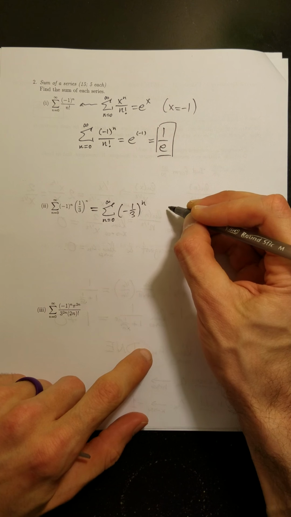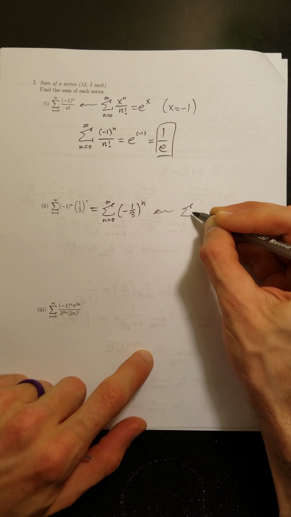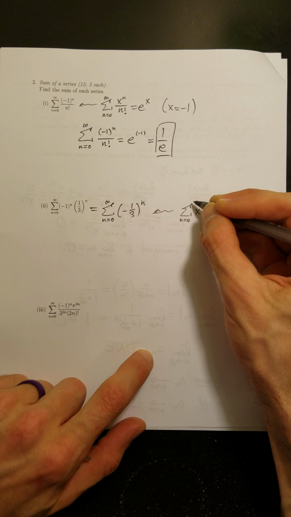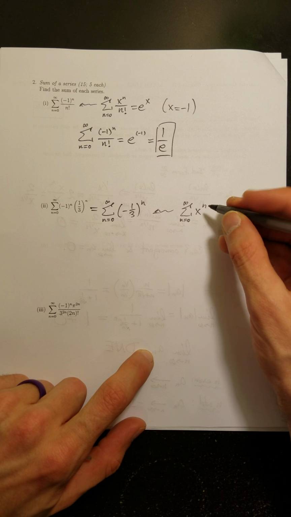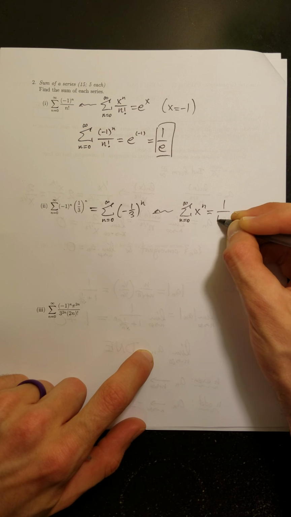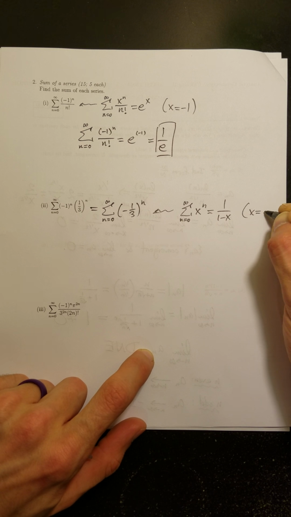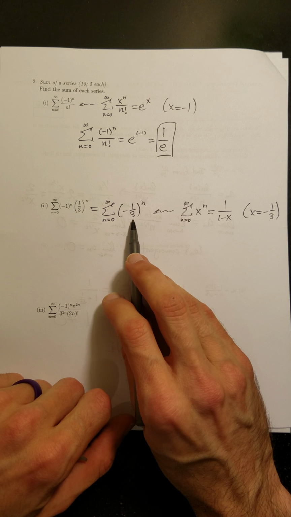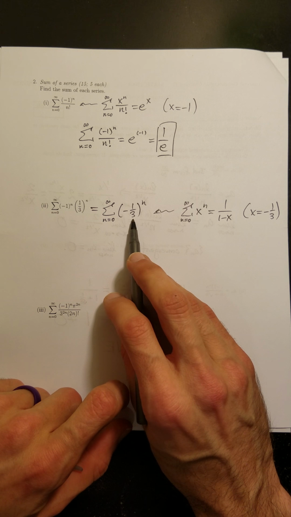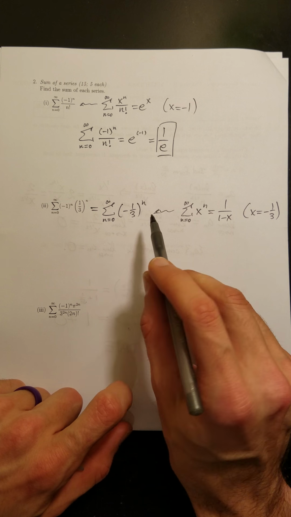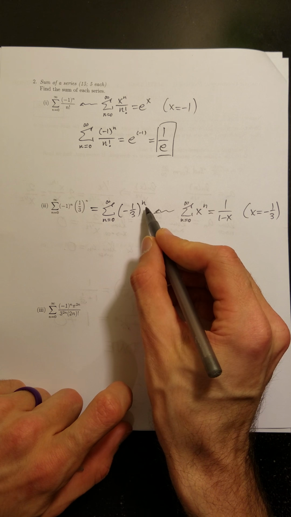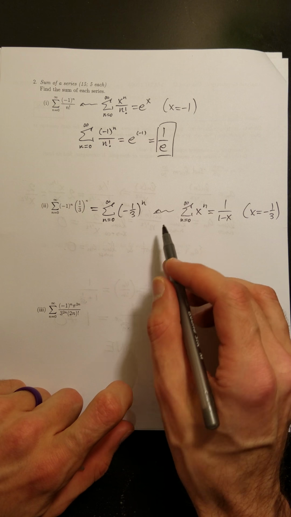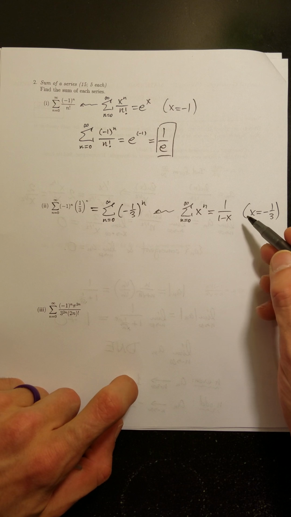And of course, this is just an example of our geometric series evaluated at x equals -1/3. Right, and so we know that this series is convergent for all values of x between -1 and 1, exclusive, and so the -1/3 is certainly between -1 and 1, no issue with endpoints or anything.